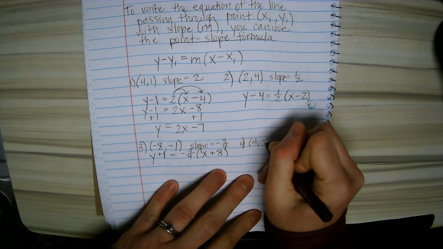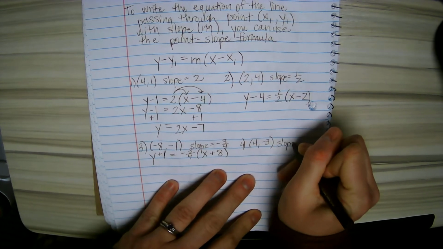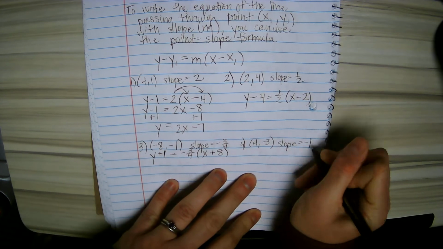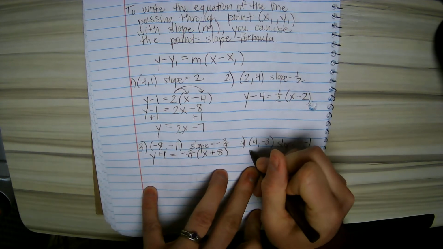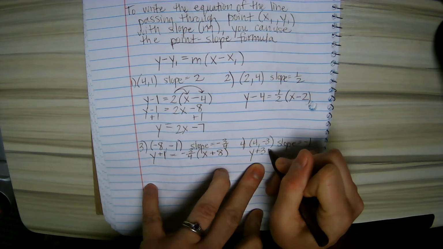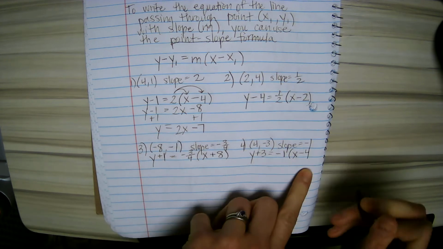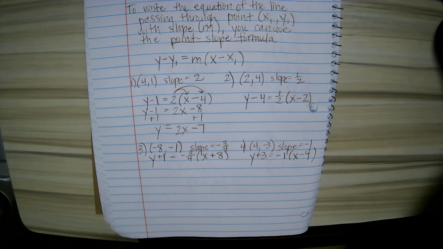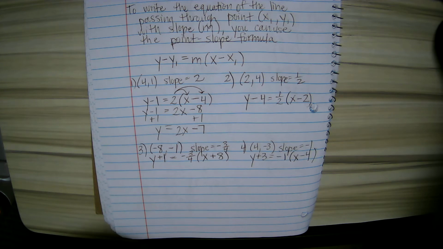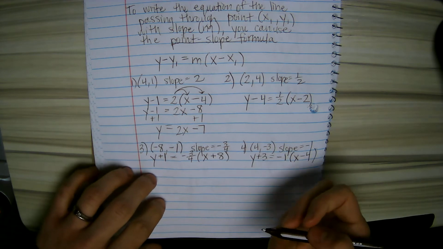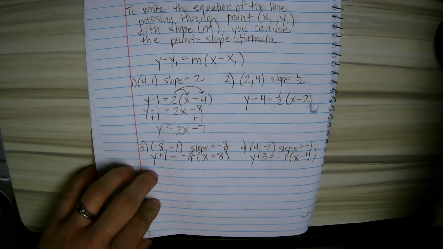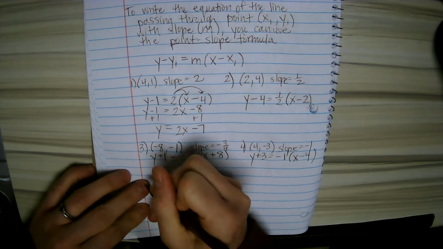4, negative 3, slope equals negative 1. So y plus 3 equals negative 1, open parenthesis, x minus 4. So the point is 4, negative 3. Okay? So again, you're going to write some more. If you need some more examples, let's look at a couple more.